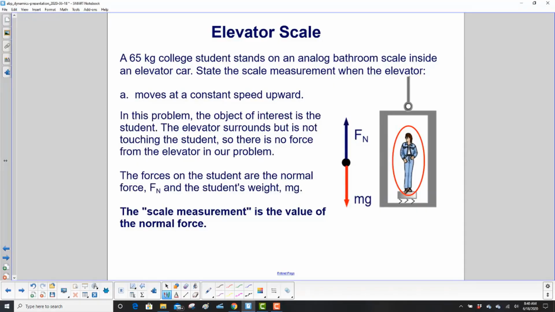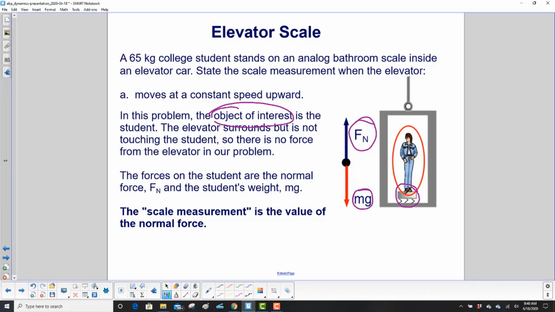This problem is very similar to the tension in the cable for the elevator problem. But what's very different is the object of interest. The elevator this time surrounds but is not touching the student, so there is no force from the elevator in our problem. What forces do we have on the student? Well, the student is standing on the spring scale here, which is pushing the student up. And we have gravity. Gravity is acting on the student, which is pulling the student down.